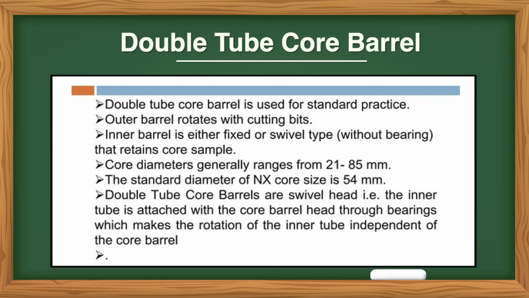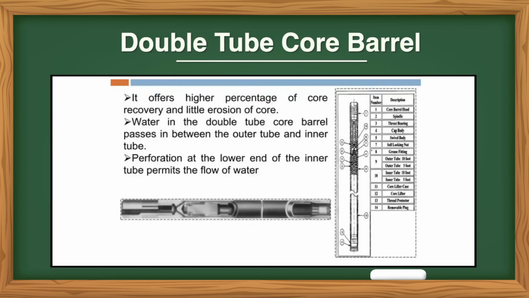The standard diameter of NX core size is 54 mm. Double tube core barrels are of swivel head type, i.e., the inner tube is attached with the core barrel head through a bearing, which makes the rotation of the inner tube independent of the core barrel. It offers a higher percentage of core recovery and little erosion of cores.